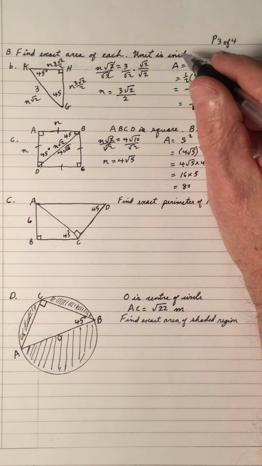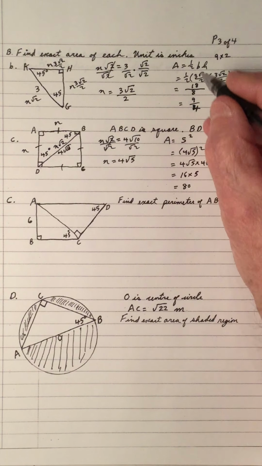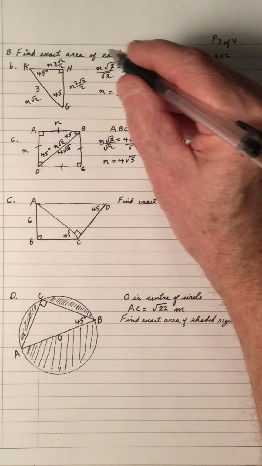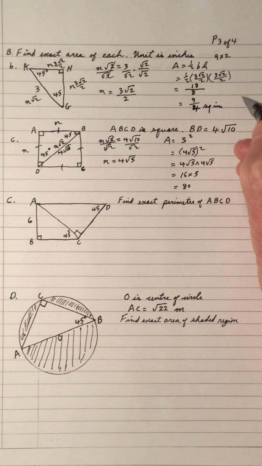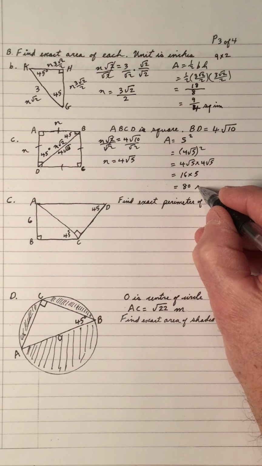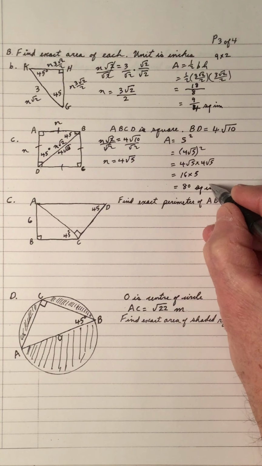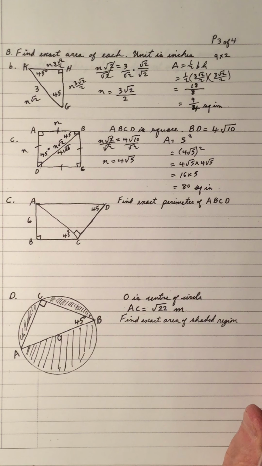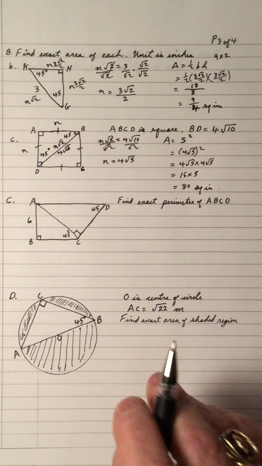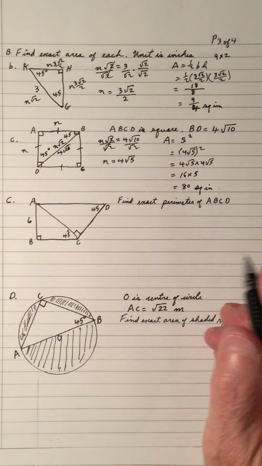And I didn't finish this one off. The unit is in inches, so the area is in square inches. Because a perimeter length is in inches, area is length times width, so it's square.